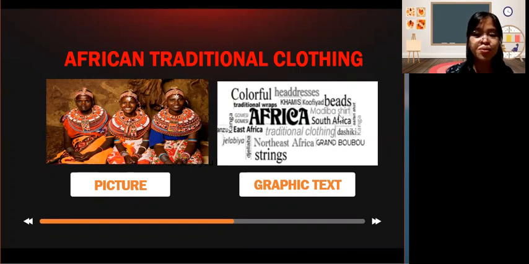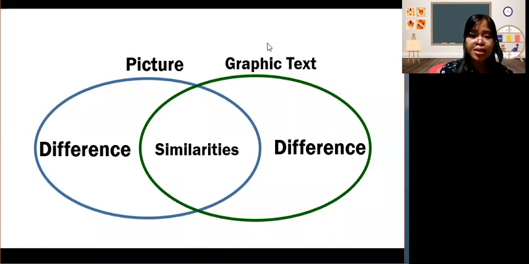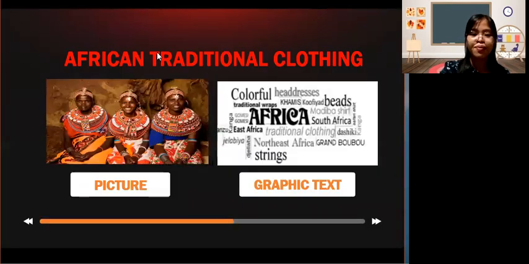This is a visual and this one is a text. They are almost alike. However, here we have a picture, while the other one, we have a text. Now, using this Venn diagram, you're going to tell the similarities and the differences between the two. Okay? You're going to write your answer on a paper or in your notebook. Then you have to send it in my Facebook Messenger account. Okay, you may take a screenshot.